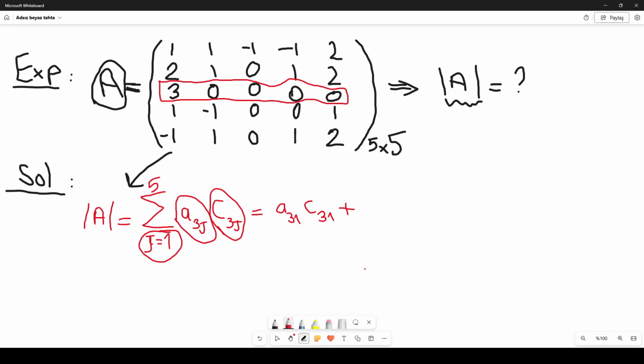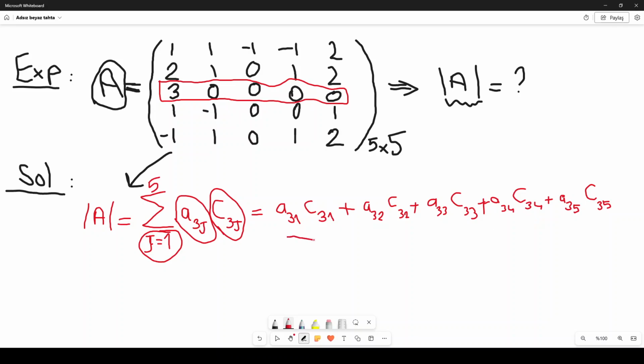And since I chose the third row, I do this process using the third row. Then A32 times C32, and A33 times cofactor C33, plus A34 times C34, and at last we have A35 times C35.